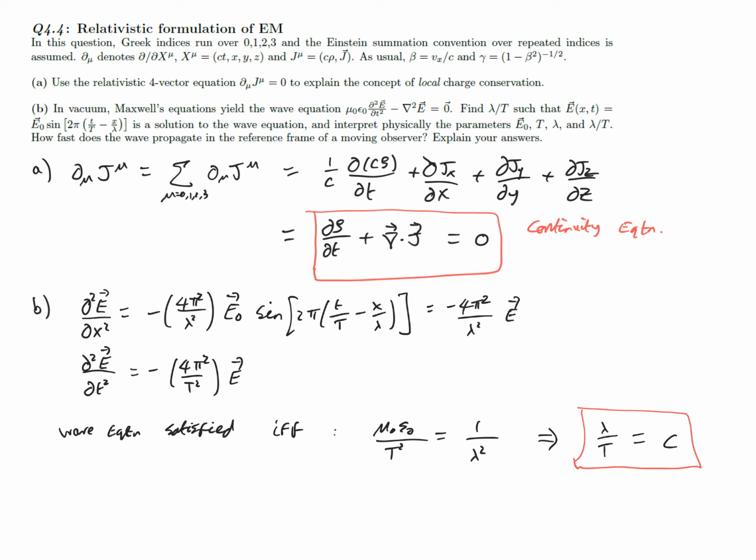Okay, so what's the interpretation of these various things? Lambda, perhaps unsurprisingly, is the wavelength. V is equal to lambda over T, which is the speed of light, is the velocity of the wave, or the speed, I guess, of the wave propagation along the x direction. And of course that implies that capital T is the time period for one oscillation.